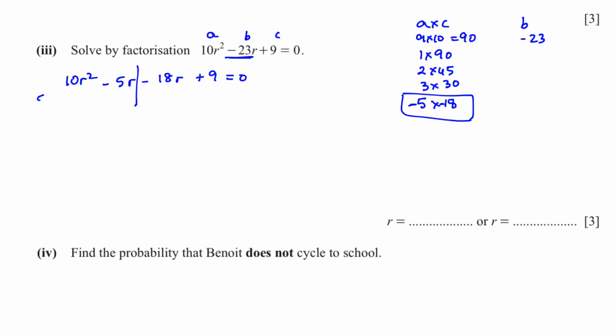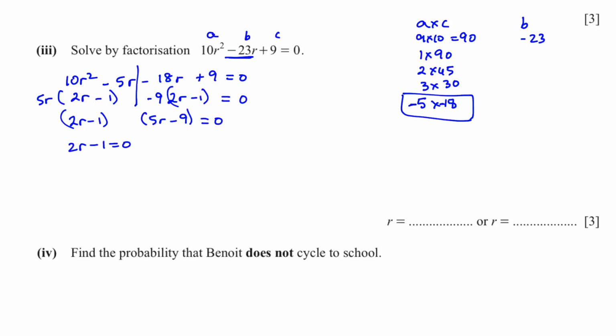What is common here? 5r. What is remaining? 2r minus 1. You should have the same factor here, 2r minus 1. The number before this bracket, you can divide the number here, negative 18 divided by 2, negative 9. So you have 2r minus 1 and 5r minus 9 is equal to 0. Therefore, 2r minus 1 is equal to 0 and r is half, or 5r minus 9 is equal to 0 and r is equal to 9 over 5.